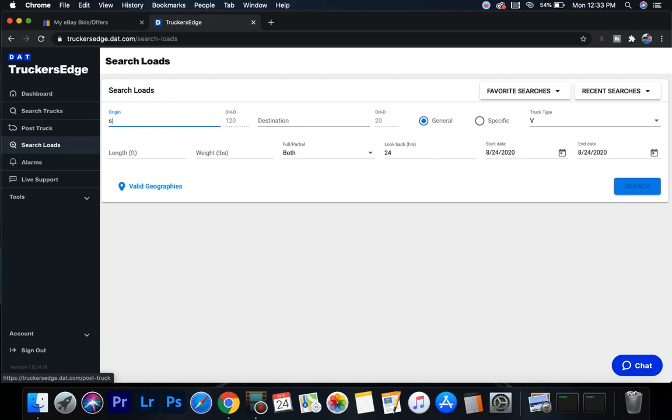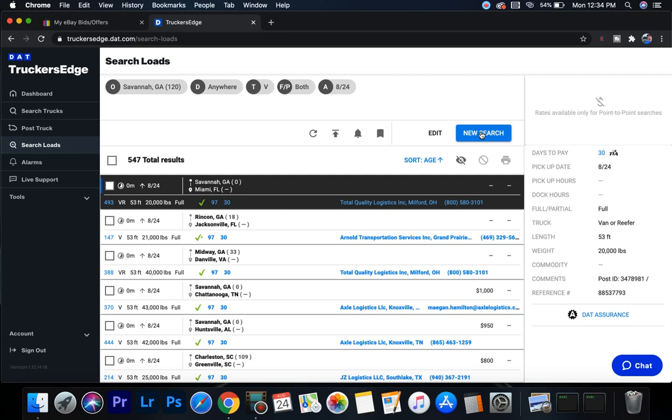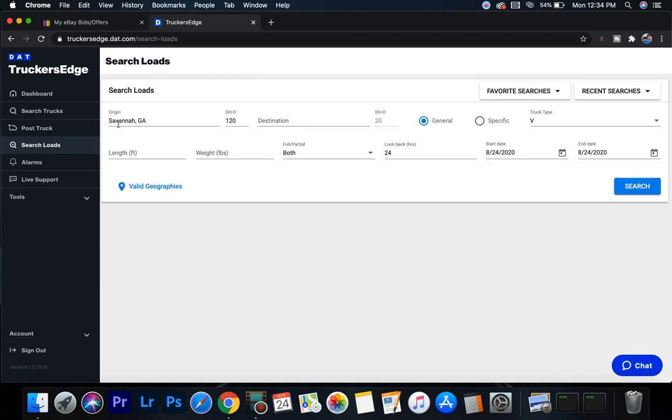Let's shoot down to Savannah and go up the Eastern Seaboard and finish out in the Midwest, and see where we need to go. 547 loads in the Savannah market. So if you get a good load going down to Florida, deadhead up to Savannah, there's plenty of freight up there to keep you rolling. You're going to make more money by deadheading up to Savannah and grabbing one of those loads.